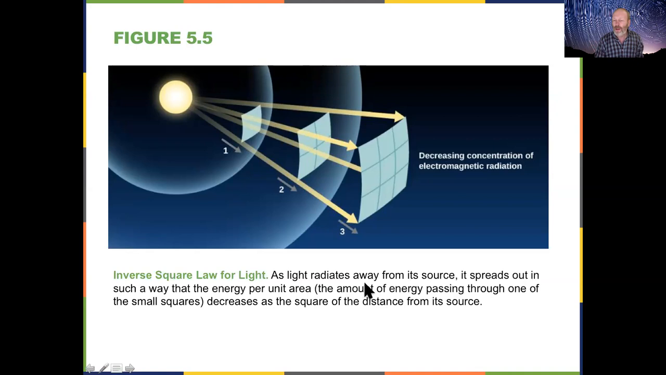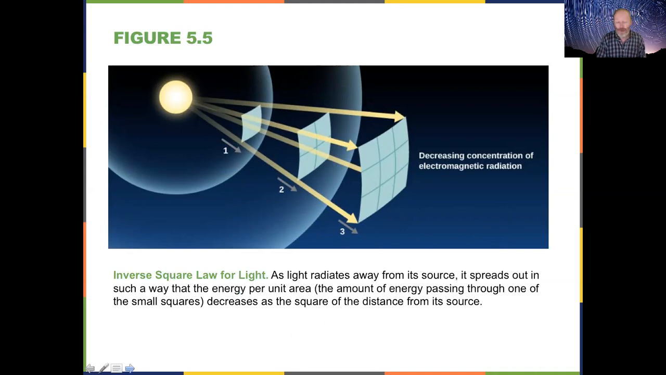One of the things to keep in mind is the inverse square law for light, and it is the same as the inverse square law for gravity, essentially. If you're twice as far away, you get 1/4 the light. If you're 3 times as far away, you get 1/9 the light. If you're 10 times as far away, you get 1/100 of the light. So light falls off very, very quickly. Gravity does the same thing. It also falls off with distance by a square. So we call it an inverse square law. That's true for light and for gravity.